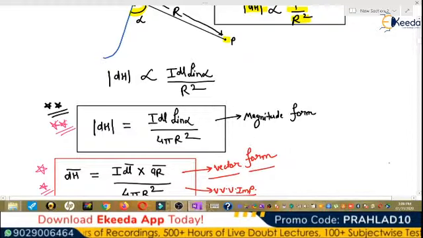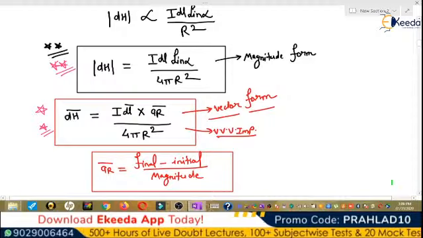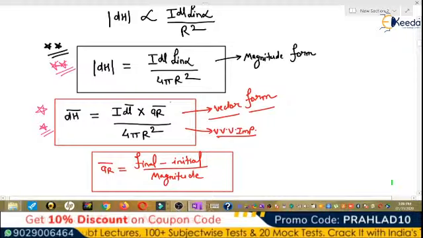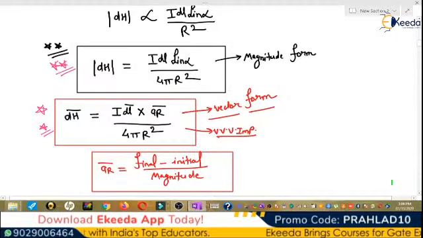And in the vector format, dH vector is equal to I dl vector cross aR vector by 4 pi r square. This is the vector form, where aR vector is the unit location vector, which can be calculated by final minus initial divided by magnitude.